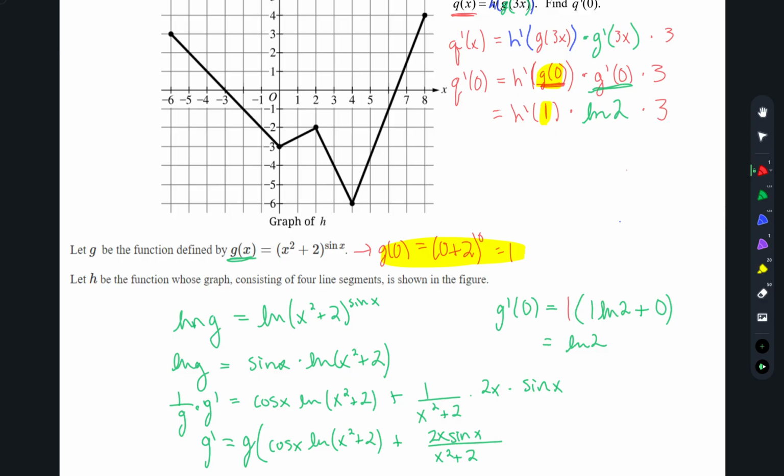Okay, H prime of 1. Oh, okay. Wait, this is H prime. So wait, what is it? 1/2. Okay, good. Yeah, you guys know things. Good. Okay, so H prime of 1 is the slope of the line at 1. So that'd be 1/2 natural log 2 times 3.